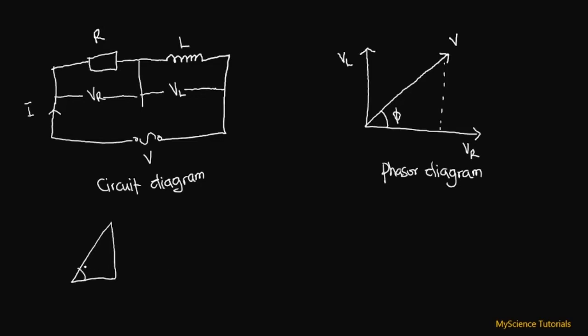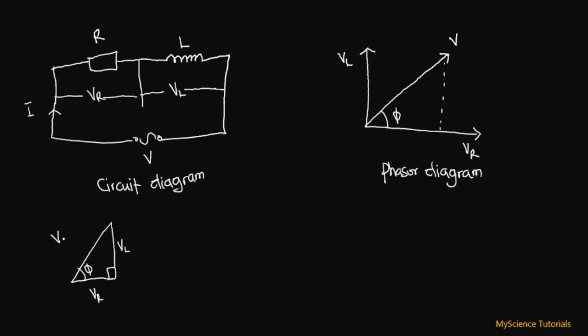We have the phasor angle over here. This is 90 degrees because it's a right angle triangle. Since we have the VL on the vertical axis, it corresponds to the length over here as well. So we have our VL, the inductive voltage, and then our resistive voltage VR on the horizontal axis, and the applied voltage on the hypotenuse.